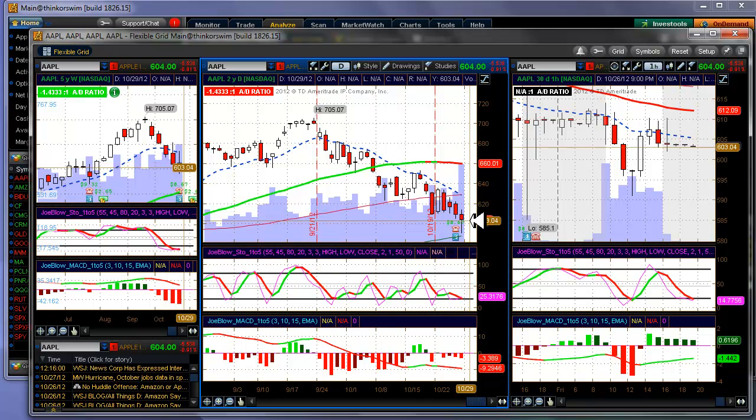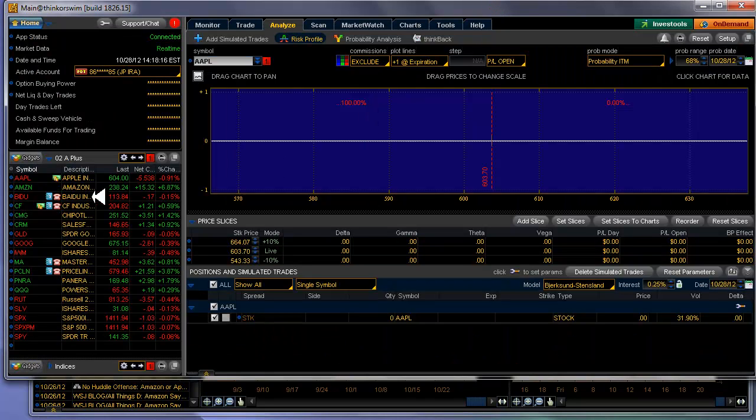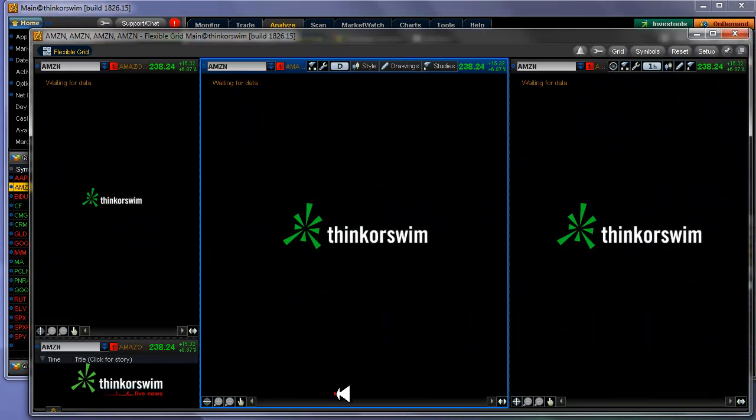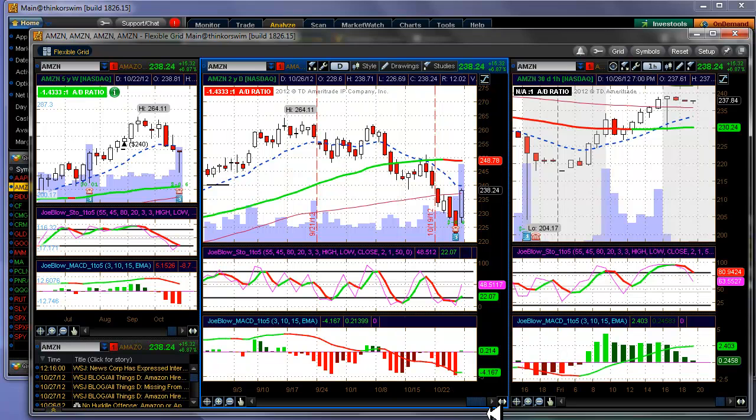I don't know, 600 maybe is a psychological level of support here. So I'm not going to do anything. I'm going to trust my indicators to tell me what to do. We'll go to Amazon, see if there's anything going on there. Well, Amazon, it's in a downtrend, and we just had it hit the 20, and they had a big up day, probably, it looks like after their earnings.